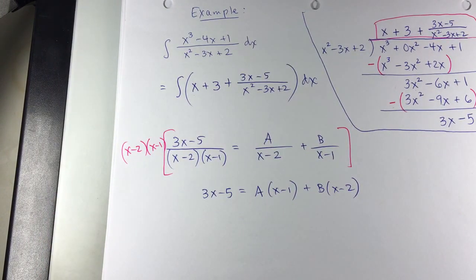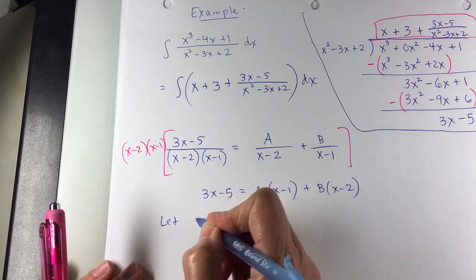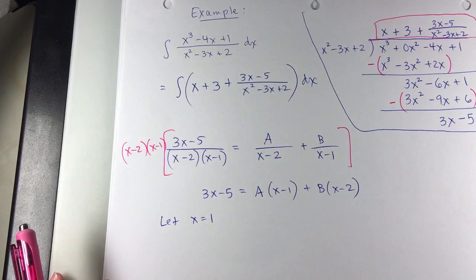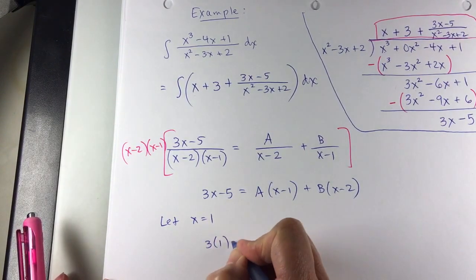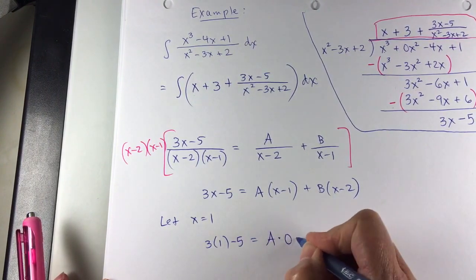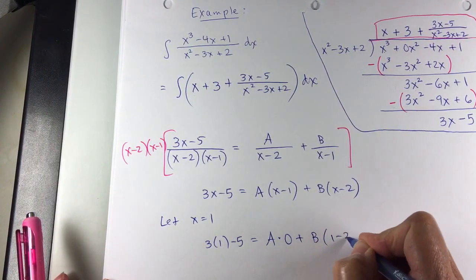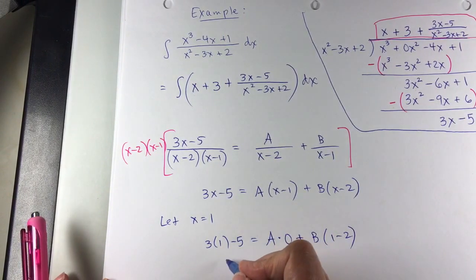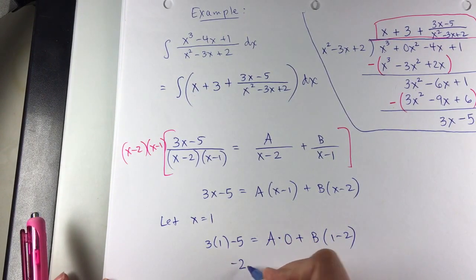Then I can pick numbers. What would be a nice number to pick? Pick 1, because that'll wipe out the a term. Let x equal 1. It'll be 3 times 1 minus 5 equals a times 0 plus b times 1 minus 2. So 3 minus 5 is negative 2. Negative 2 equals negative b, and b equals 2.